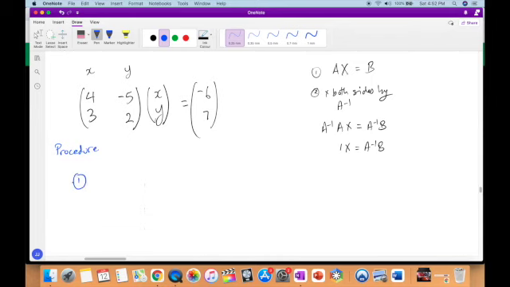Number 1, you put it in this form. This is of the form AX equals B, where you have this matrix A multiplying by this matrix X to give you this matrix B. You understand that?